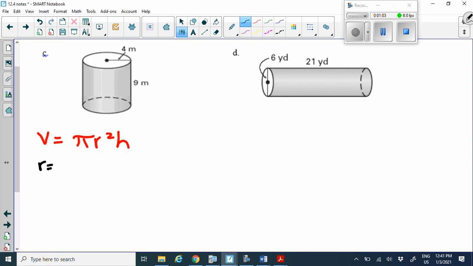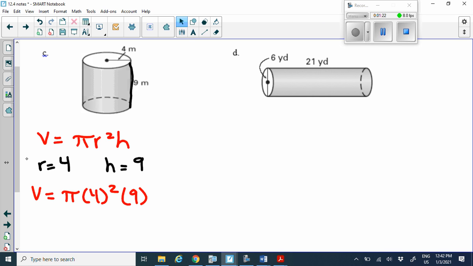So radius, remember, that's going to go off of our circle. In this case, it's going to be the 4. And then our height, remember, that is the vertical part, or the up and down. That's going to be 9. So let's go ahead and plug these into our formula. So we have pi times 4 squared times 9. And then here, what we're going to do is just plug it into our calculator.